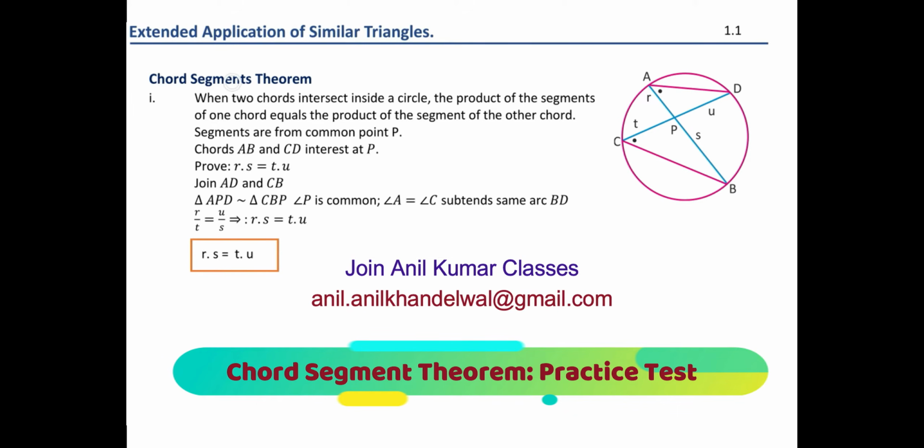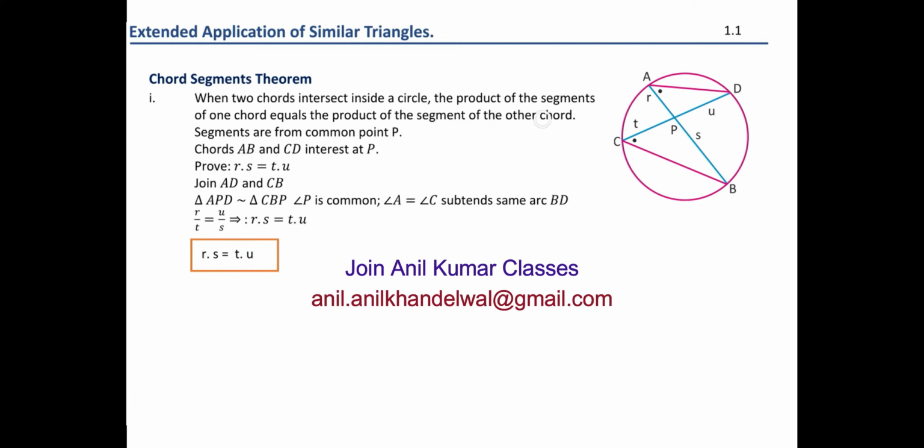Chord segment theorem. When two chords intersect in a circle, the product of segments of one chord equals the product of segments of the other chord. Segments are from common point P. As you can see here, we have two chords. One chord is from A to B. The other one is from C to D, and they intersect at the point P.